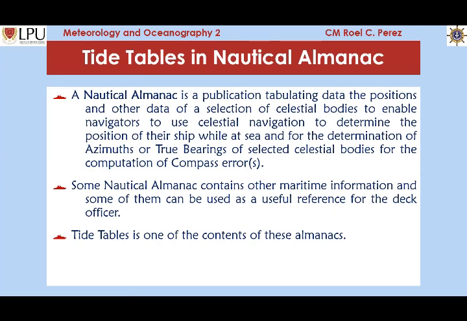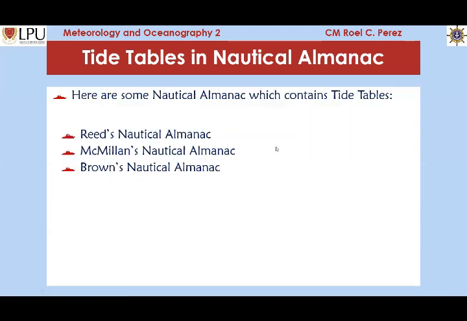So some nautical almanacs contain other maritime information, and some of them can be used as a useful reference for deck officers. So not all. There are only a number, no? Okay, tide tables is one of the contents of this almanac. Here are some nautical almanacs which contain the tide tables. So we have the Reed's Nautical Almanac, the Macmillan's Nautical Almanac, and the Brown's Nautical Almanac. So the most popular one is the Brown's Nautical Almanac.